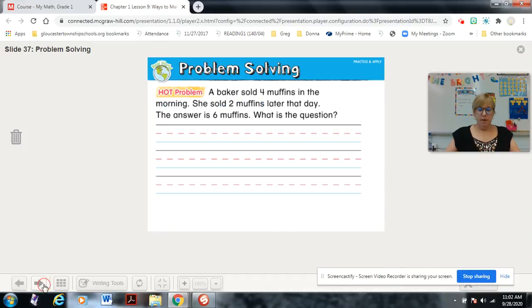Good job. Okay, so now this one is also a little different than some of the problems we've done before. So you'll see when I read it to you, okay? A baker sold 4 muffins in the morning. She sold 2 muffins later that day. The answer is 6 muffins. What's the question? All right, well, she sold 4 in the morning and then 2 more, and we know there's 6. So we have to know what kind of question was asked. I know, I almost gave the answer, didn't I? But that's okay.